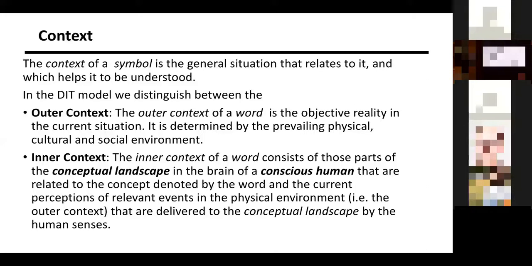The inner context of a word consists of those parts of the conceptual landscape in the brain of a conscious human that are related to the concept denoted by the word. Of course, there are many interactions, many connections between words, between concepts in the mind, some of them known and some of them unknown. We don't know all the interactions between the concepts in our mind. There are many tacit interconnections. That's an issue which is, I think, very problematic, as we will see later.